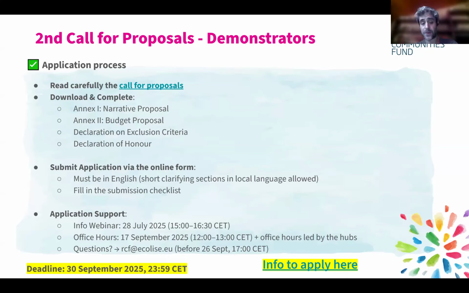But then apart from that, we will have office hours. Basically, that means spaces in which we will be available for any questions that you may have. And ECOLISE will be hosting another office hour on the 17th of September. And then the hubs will be also hosting office hours that they will be announced when they are ready. Some hubs, I think they have already shared their timing, but not everyone. And then, of course, if you have any question, always the rcf@ecolise.eu email will be open for anyone to ask any question until the 26th of September.